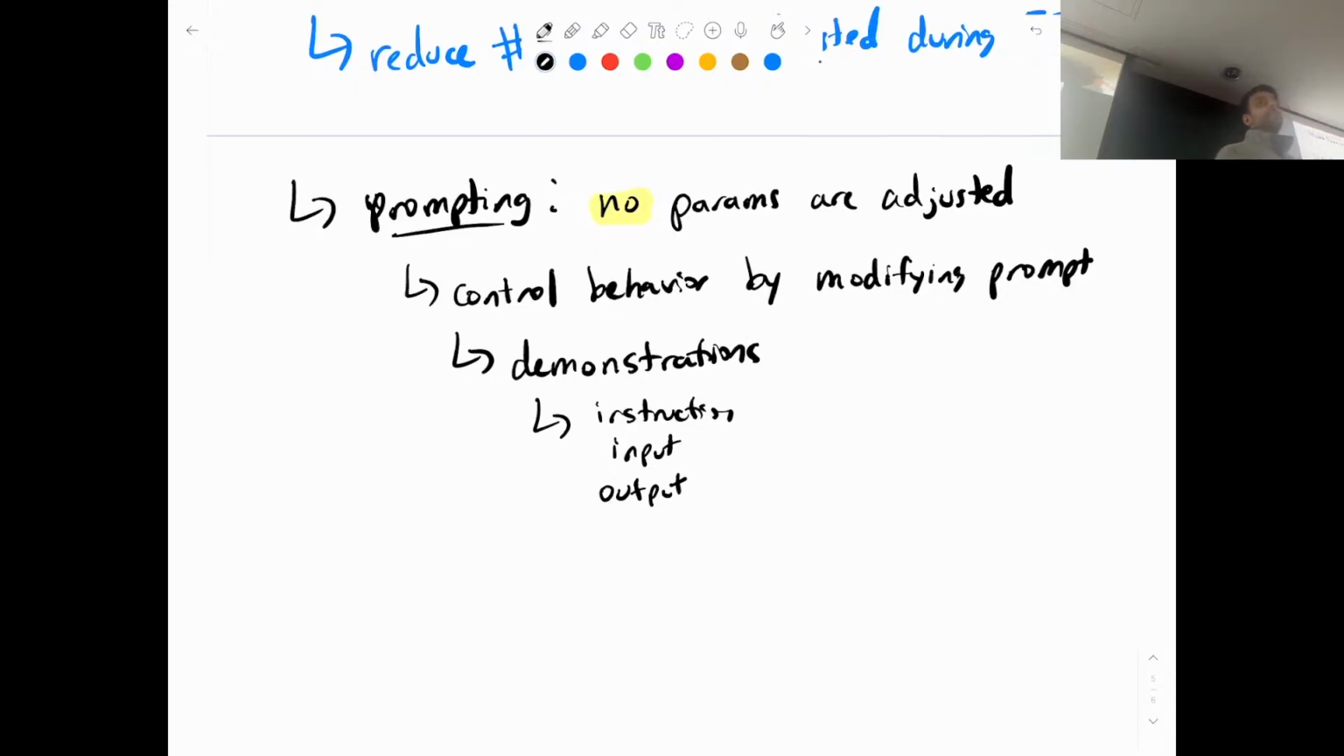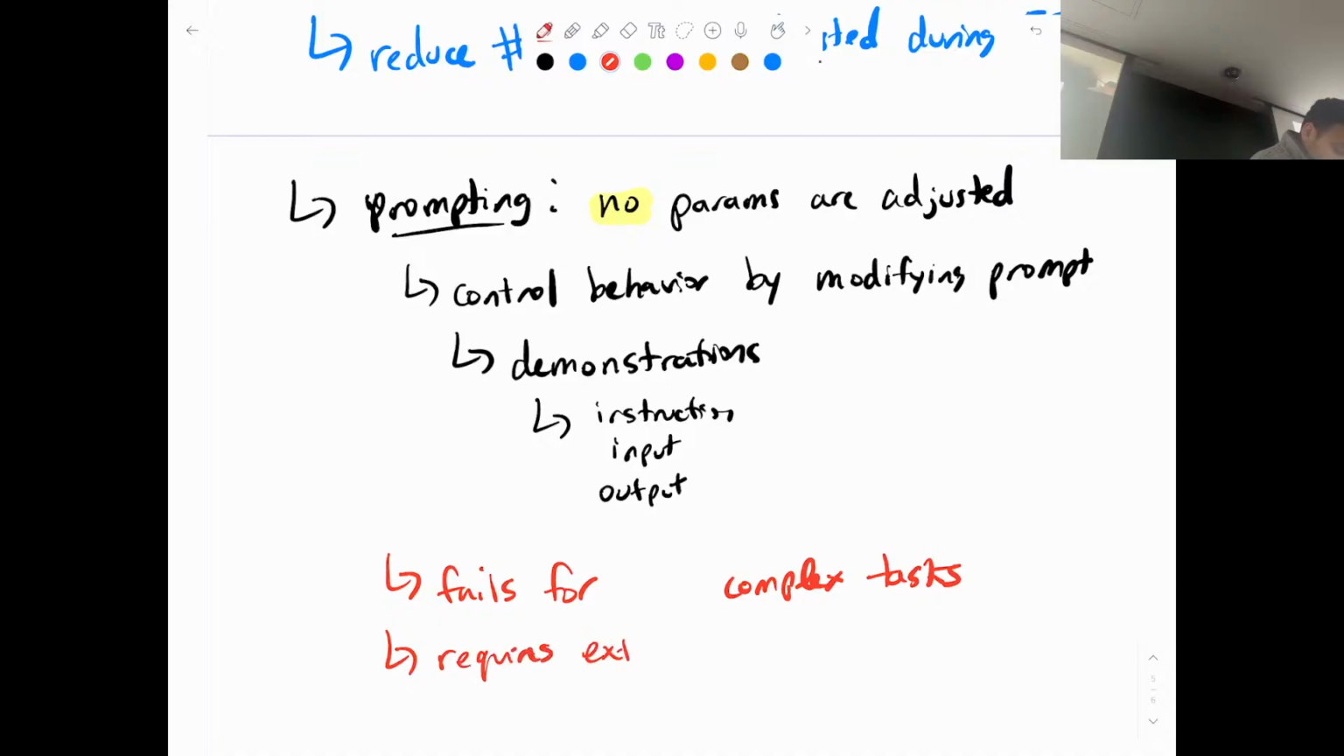And so through this process, you can teach a pre-trained model to solve a new task without adjusting the parameters at all, but it fails for complex tasks, and also requires an extremely large pre-trained model. So we already saw the 405 billion parameter pre-trained llama model.